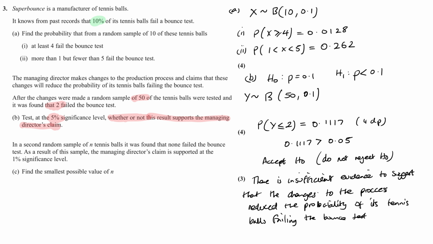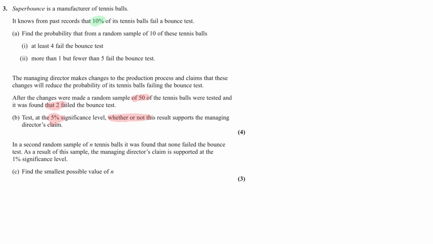Now let's look at the final part of this question, and for that I will definitely need some more room. Give me 1 second. And we're back with more room. Lovely. So let's set things up for this last bit. What we've got here is the second random sample of n. We don't know what n is. As a result of this sample, the manager-directed support claim is supported at the 1% significance level.